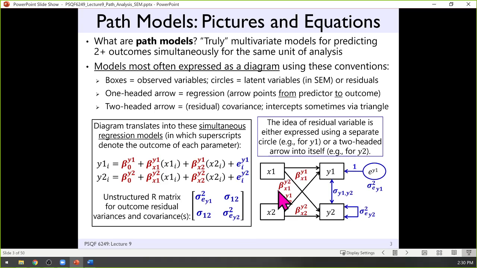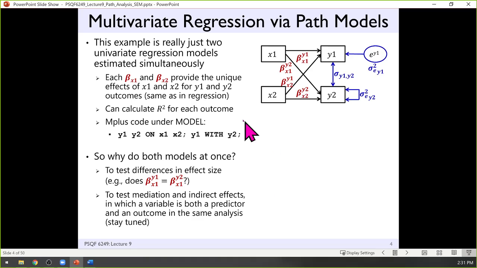But this is one example of a path model that would use observed variables. So I would call this a multivariate regression because y1 is being predicted at the same time as y2, and we have two different predictors of each. So when would you do something like this? Well, if you're interested in testing whether or not the effects on these outcomes are the same, so does x1 predict y1 differently than x1 predicts y2? If you have a question like that, the only way you can answer that question is to have both y1 and y2 in the model as outcomes.